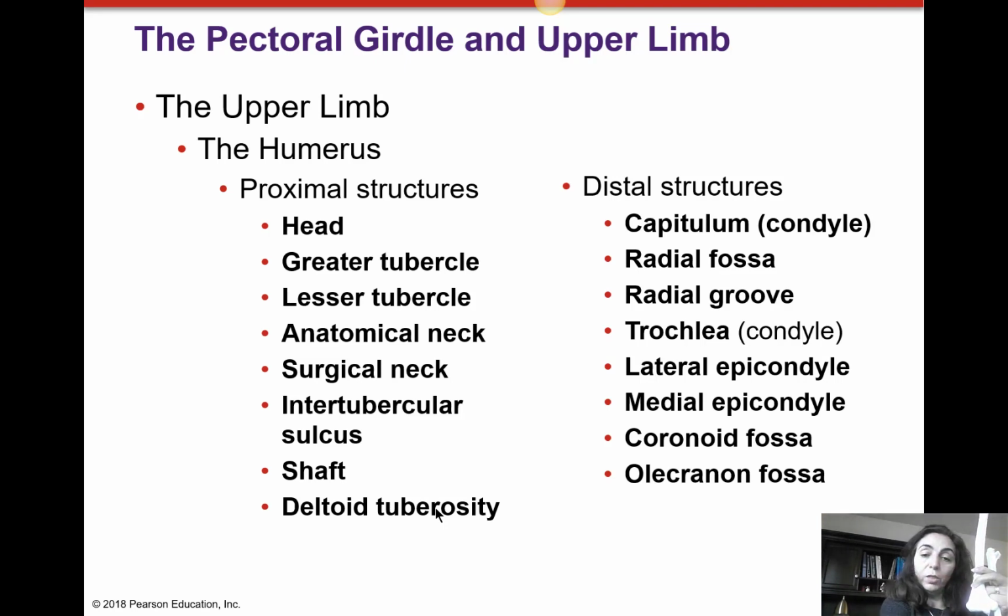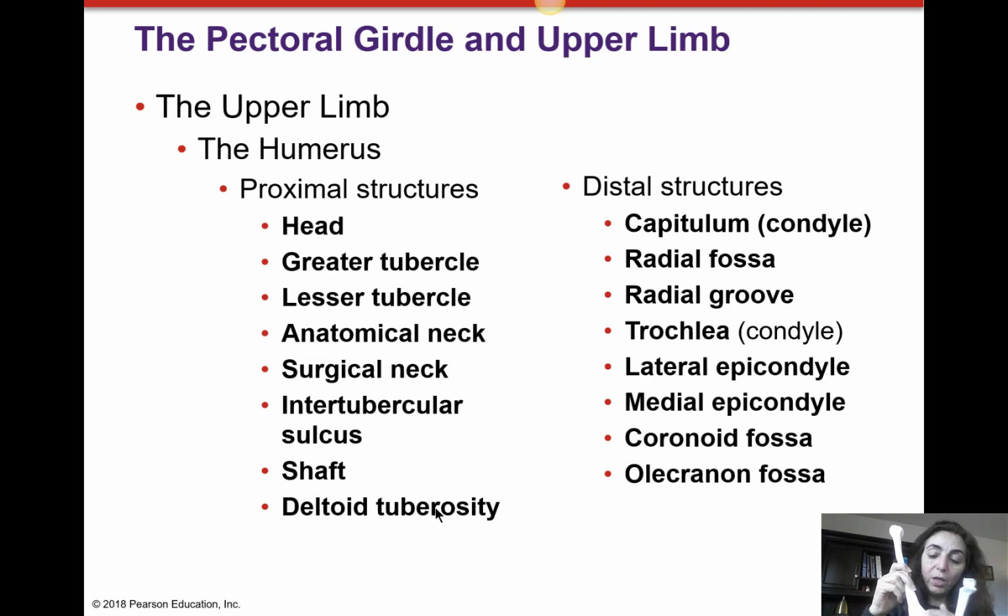Remember, radius is always on the lateral side, right? Now you know the medial epicondyle, you know trochlear, and you know the capitulum, right? And the best way of naming these is just to go with medial and lateral. This is medial, therefore this is medial. This is medial epicondyle, this is trochlear on the medial side, and this is capitulum on the lateral side, right?